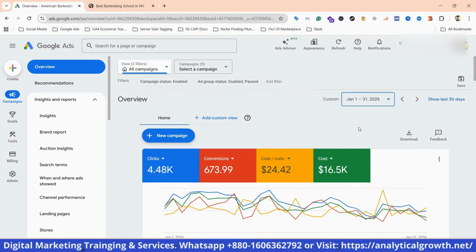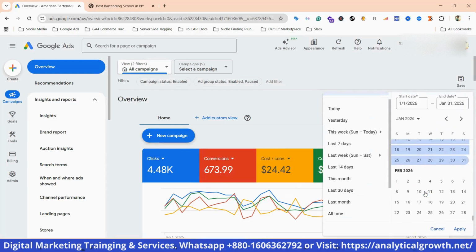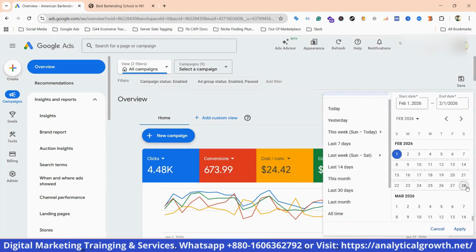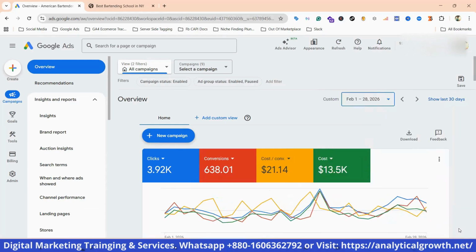So this is month two. We have reduced the target CPA from $26 to $24.42. So let's go to the third month, which was actually February.